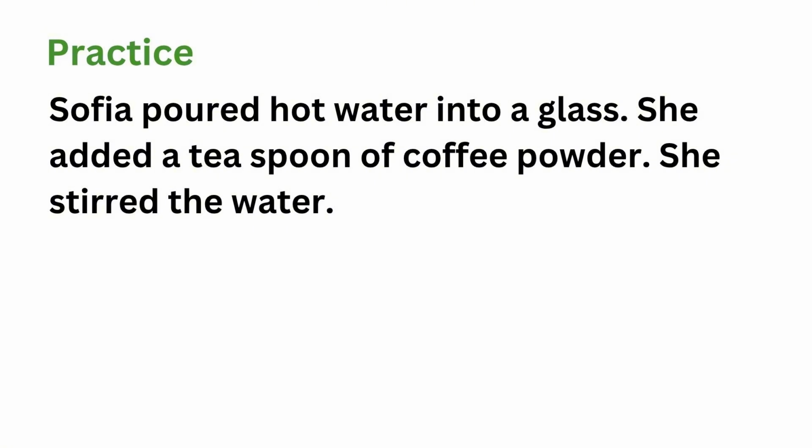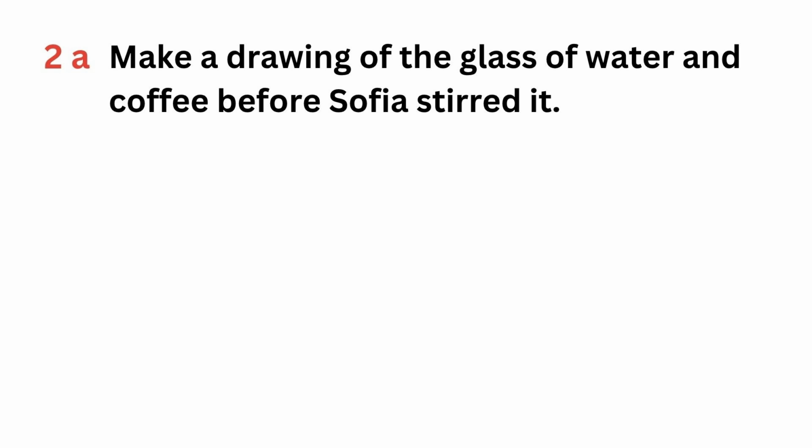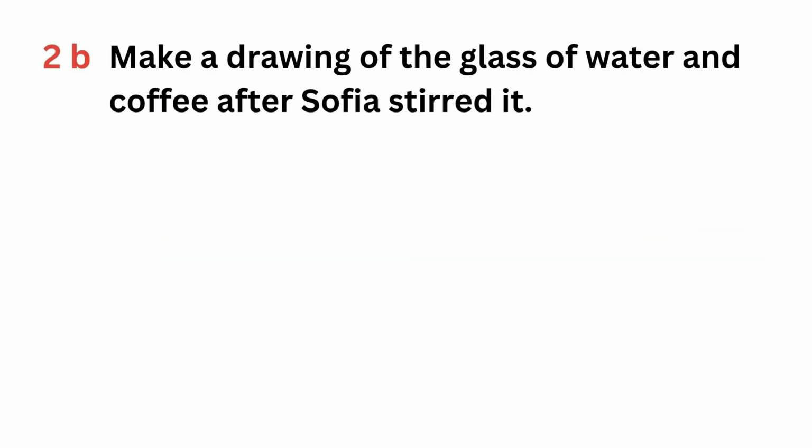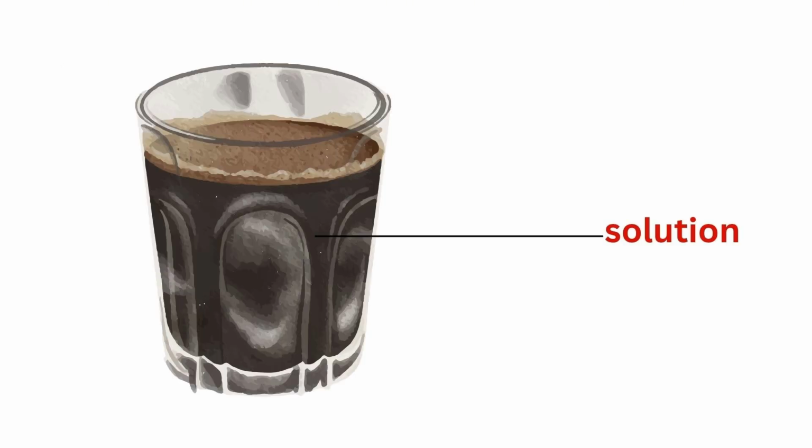Practice. Sophia poured hot water into a glass. She added a teaspoon of coffee powder. She stirred the water. Question 2a. Make a drawing of the glass of water and coffee before Sophia stirred it. So this is a drawing of the glass of water and coffee before Sophia stirred it. Question 2b. Make a drawing of the glass of water and coffee after Sophia stirred it. So this is a drawing of the glass of water and coffee after Sophia stirred it.